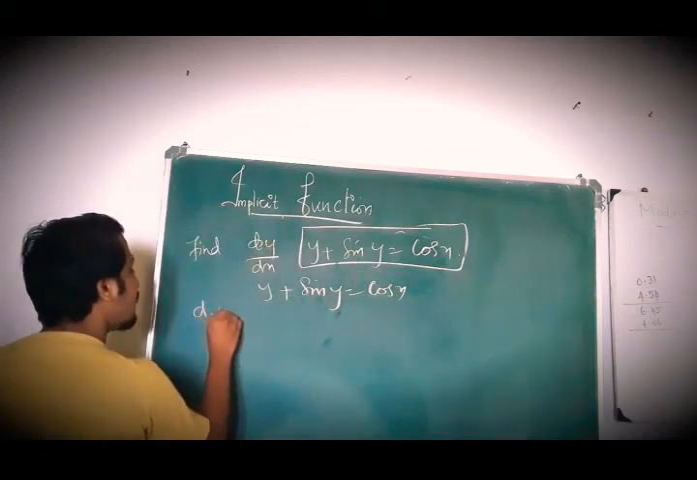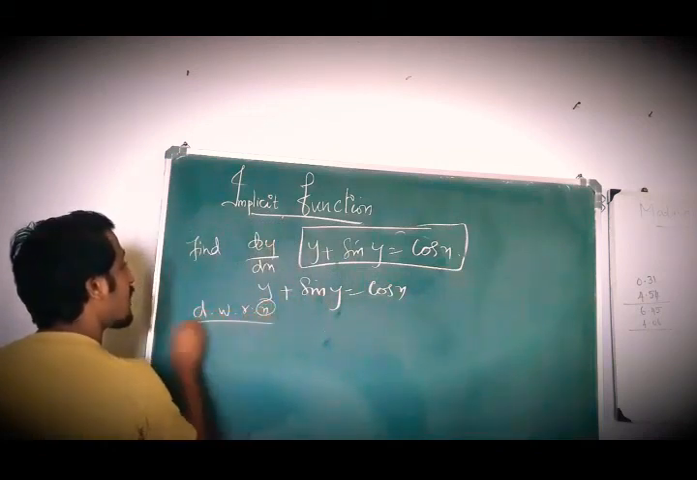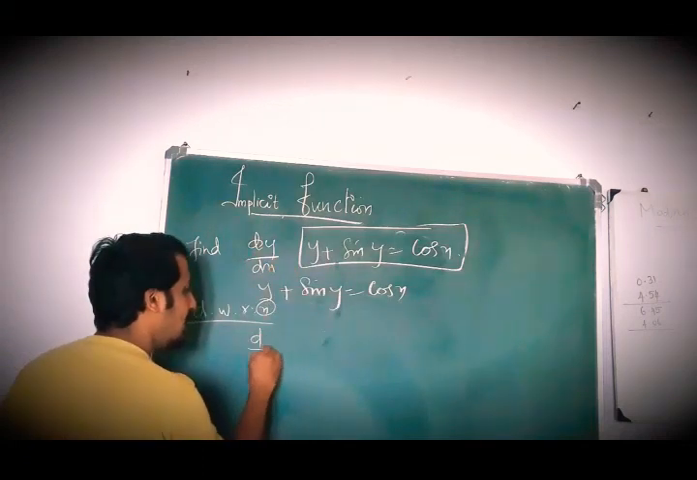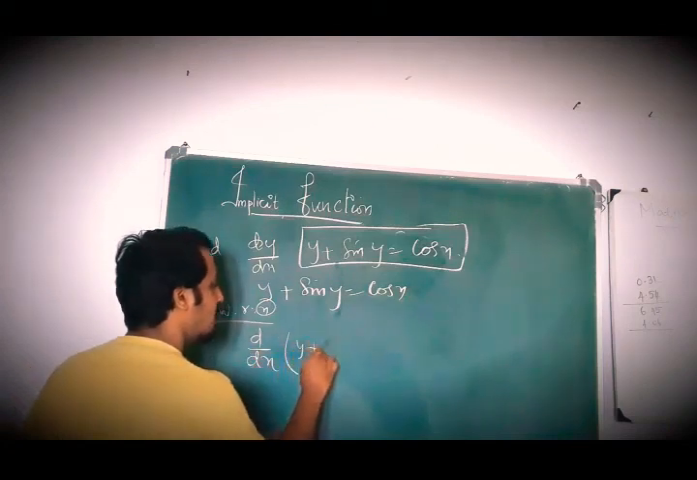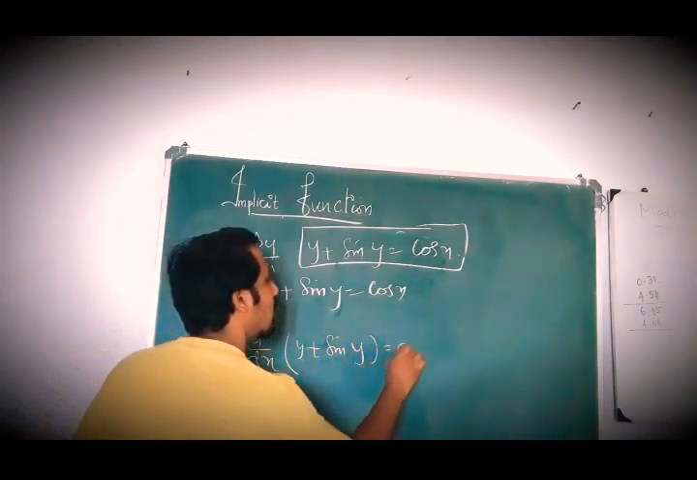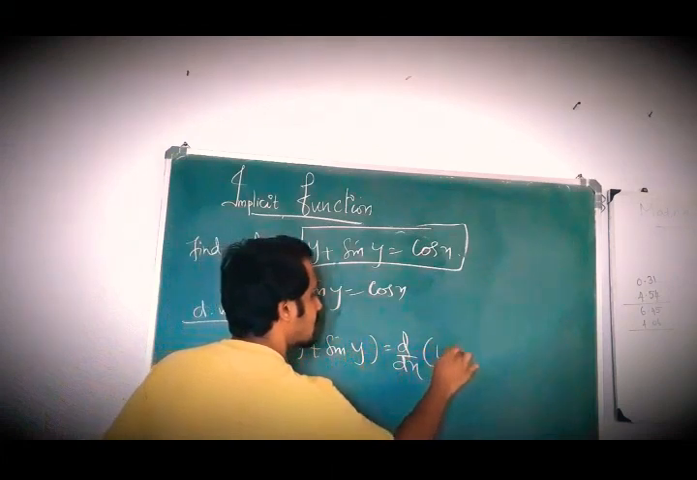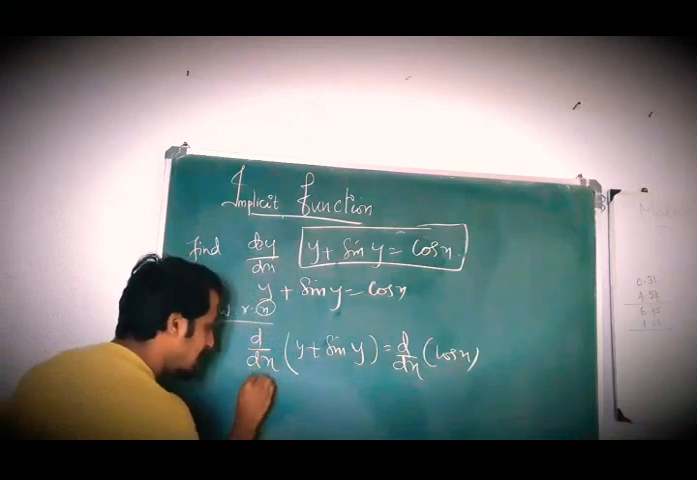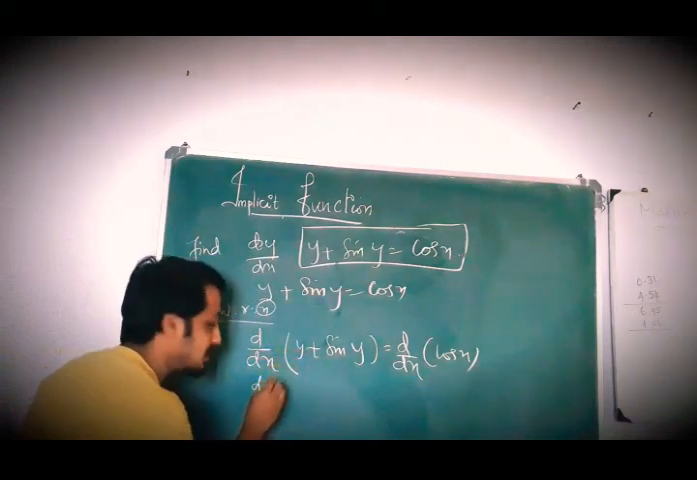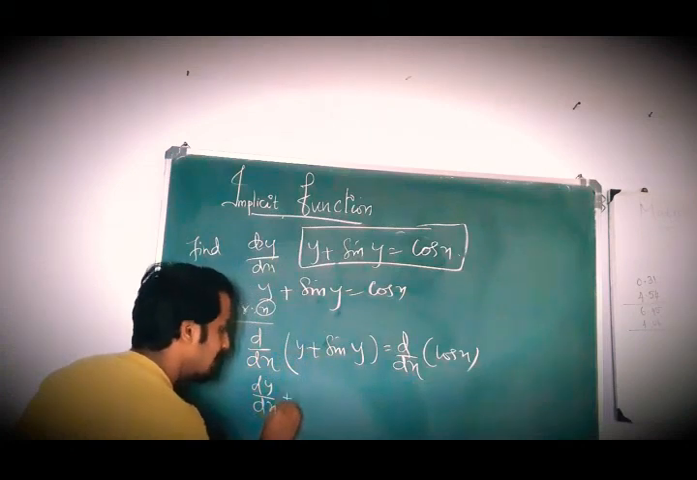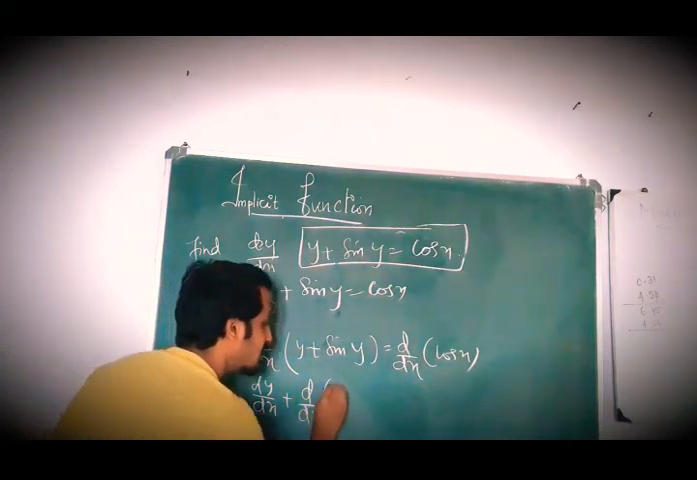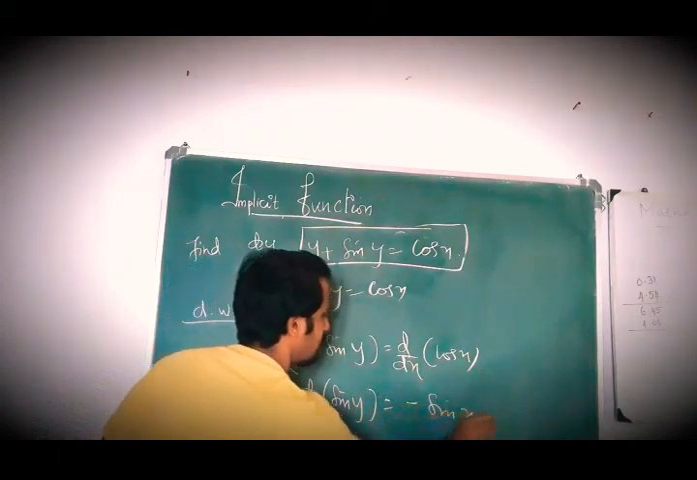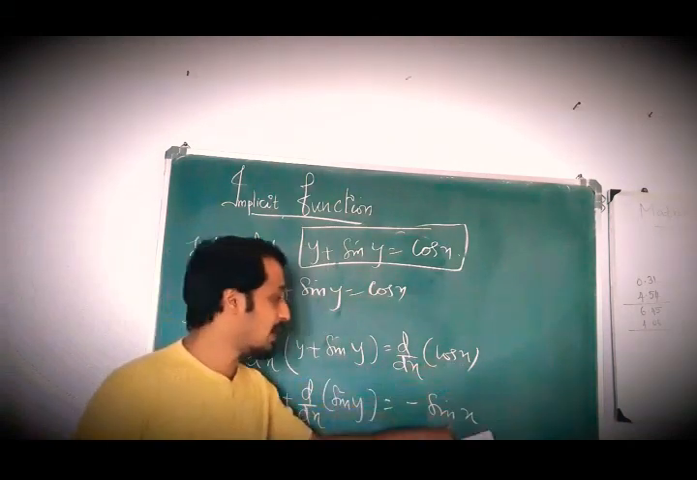Now differentiate with respect to x, because for dy by dx we have to differentiate with respect to x. So d by dx of y plus sin y is equal to the derivative of cos x. That means d by dx of y plus d by dx of sin y is equal to the derivative of cos x, which is nothing but minus sin x.